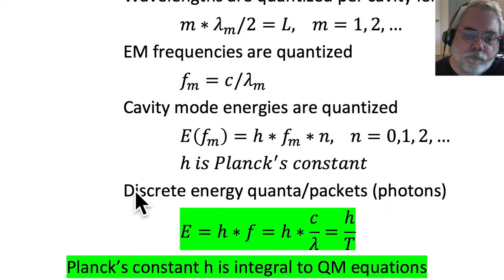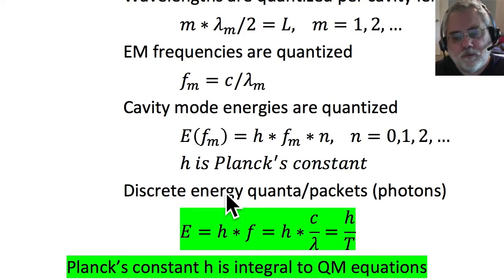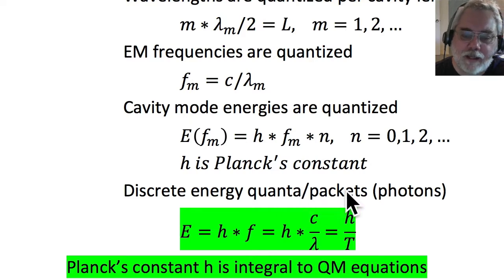So Planck said, I can explain this energy spectrum if the transfer of energy between the walls of the cavity and the electromagnetic radiation in the cavity takes place in discrete energy quanta or packets, and the energy of the packet is h times f, where f is the frequency. Since frequency is speed of light over wavelength lambda, we also have the formula hc over lambda.